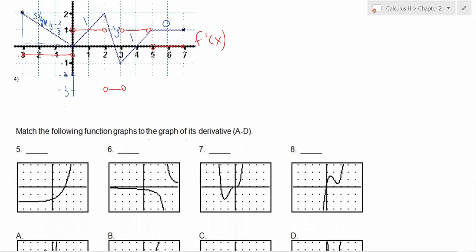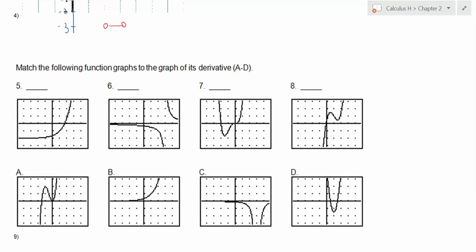I'd probably pause the video at this point and try to do the matching on your own. Kind of think about what the derivative is going to look like. So for number 5, you can see that the graph is actually positive the entire time. That means your first derivative is going to have positive y values the entire time. So number 5 would go with letter B. Okay, so go ahead and pause it, try it on your own.